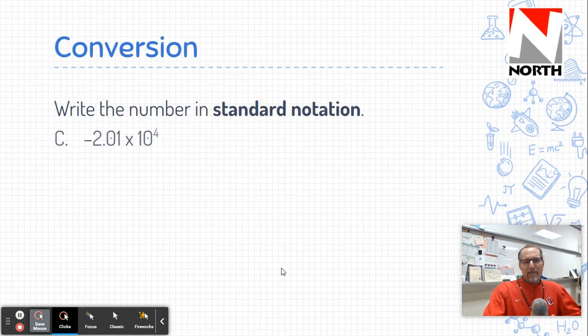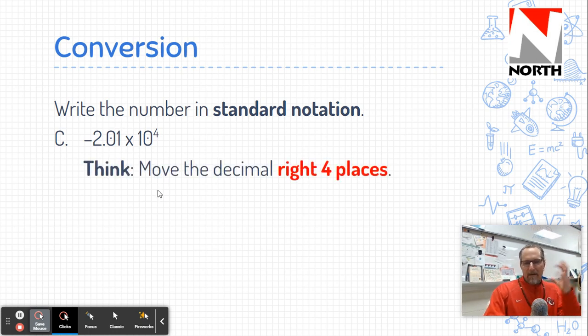If I wanted to write, say, this number in standard notation, even though I have a negative over here, so it's negative 2.01 times 10 to the fourth, this is what I want to pay attention to, that 10 to the fourth. That tells me I'm going to move it to the right four places. That's what I think of in my head, moving the decimal right four places. So again, it starts right there, one, two, and then I need to add two more zeros to get the decimal point right there.